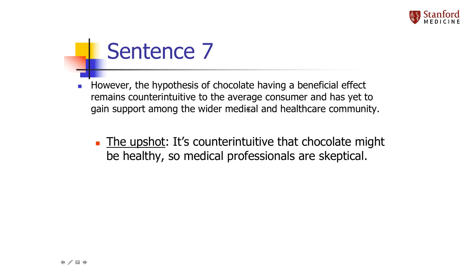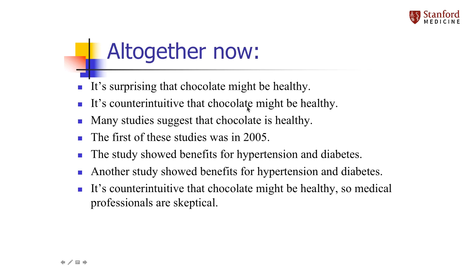Okay, we can put this all together now. I extracted those upshots that I wrote and put them all on one slide. So we get, it's surprising that chocolate might be healthy. It's counterintuitive that chocolate might be healthy. Many studies suggest that chocolate is healthy. The first of these studies was in 2005. That study showed benefits for hypertension and diabetes. Another study showed benefits for hypertension and diabetes later. And then it's counterintuitive that chocolate might be healthy, so medical professionals are skeptical.